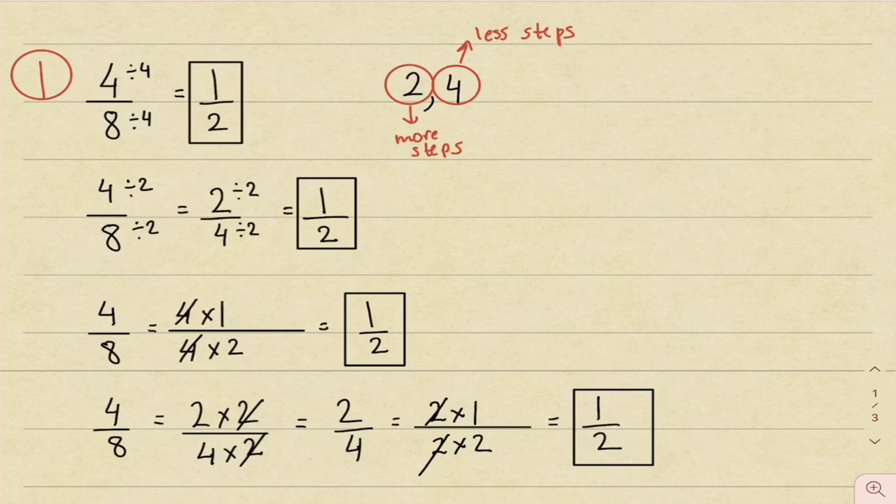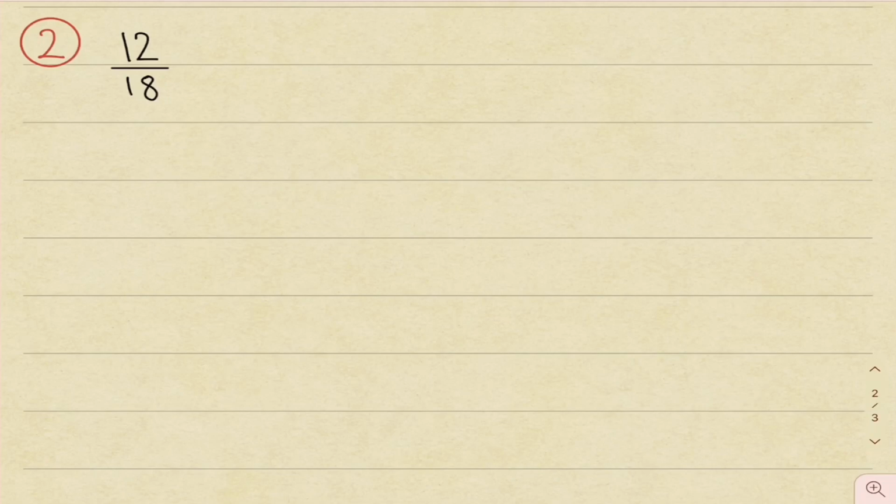Now let me go ahead and do another problem. Problem 2. 12 over 18. So let's find a number that divides into 12 and 18 evenly. So we can say what? 2 divides into both, right? We can say 3 divides into both of them, or 6 divides into both of them, right?